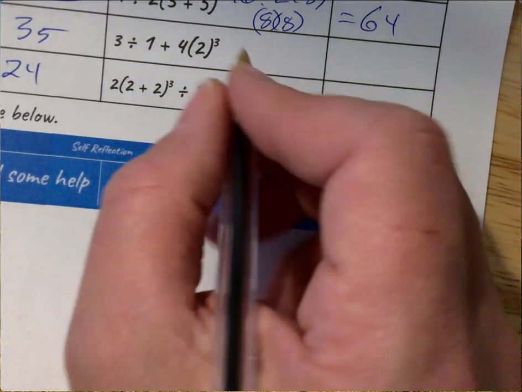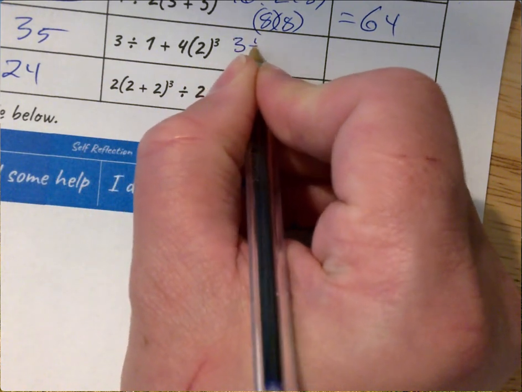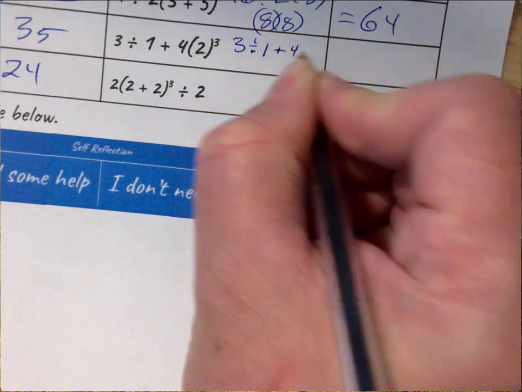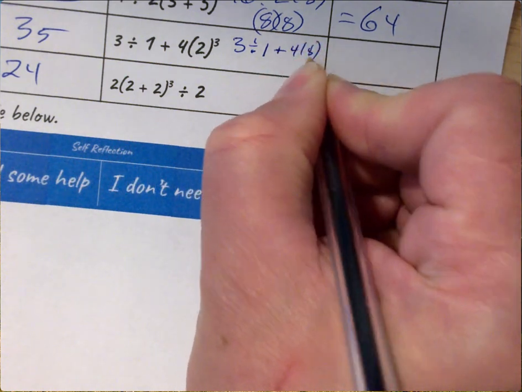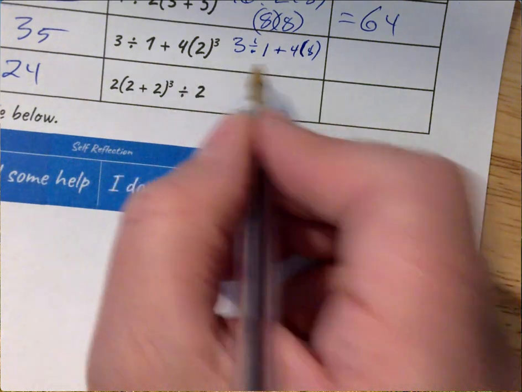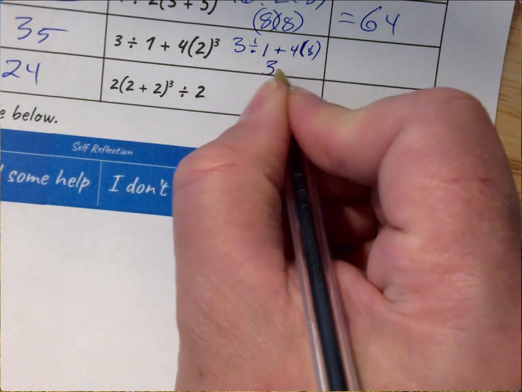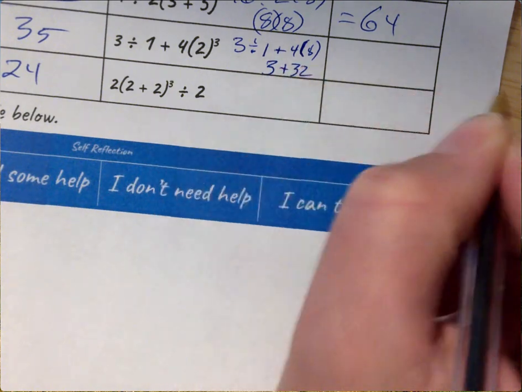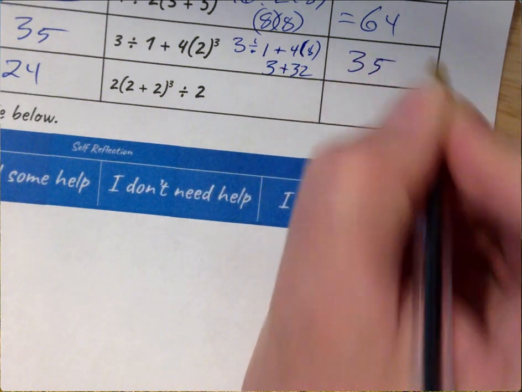Our next problem here, we got 3 divided by 1 plus 4 times 2 cubed. Well, 2 cubed is 8, so you got 3 divided by 1 plus 4 times 8. That's a little parentheses times 8. Well, 3 divided by 1 is 3. 4 times 8 is 32. So 3 plus 32 is 35.